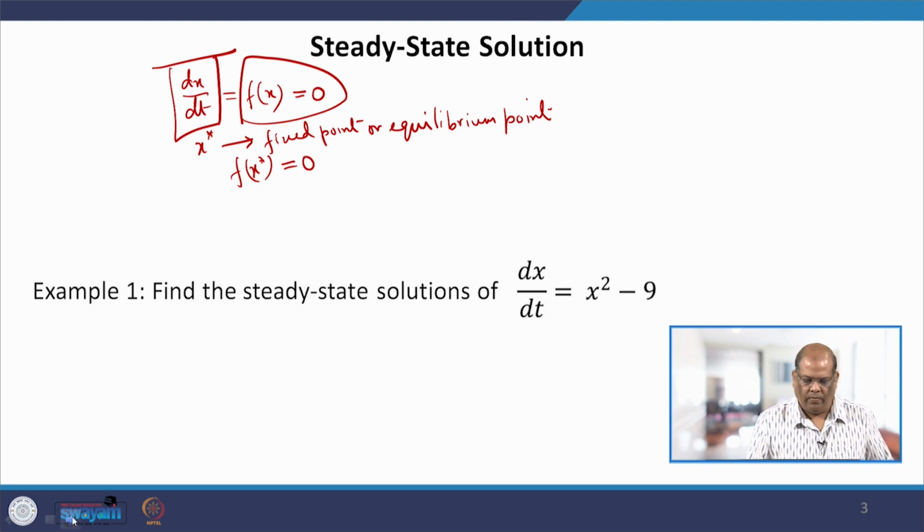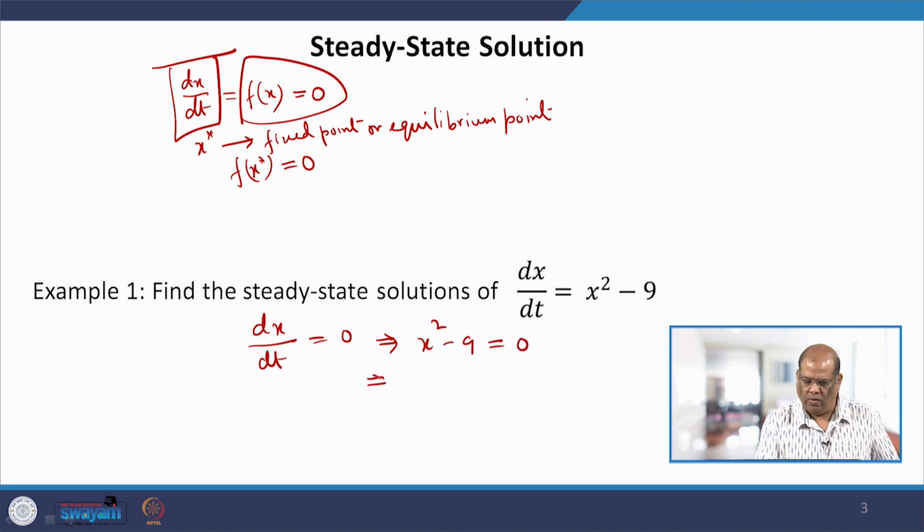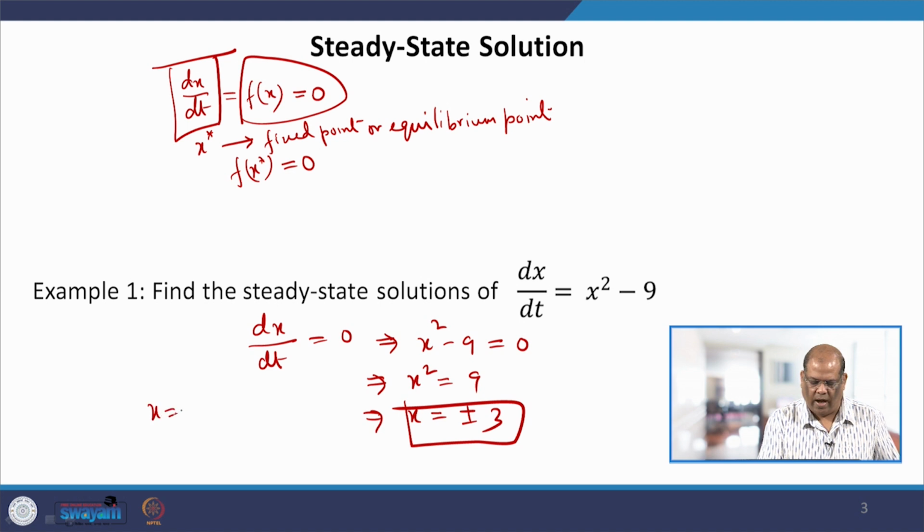Let us take an example. If you want to find the steady state solution of dx/dt equal to x² minus 9, as told before, the steady state solution is obtained when your dx/dt is equal to 0, which will imply x² minus 9 is equal to 0, which implies x² equal to 9 and which implies x equal to plus minus 3. So, x equal to minus 3 and x equal to plus 3 are your steady state solutions or fixed points or critical points.